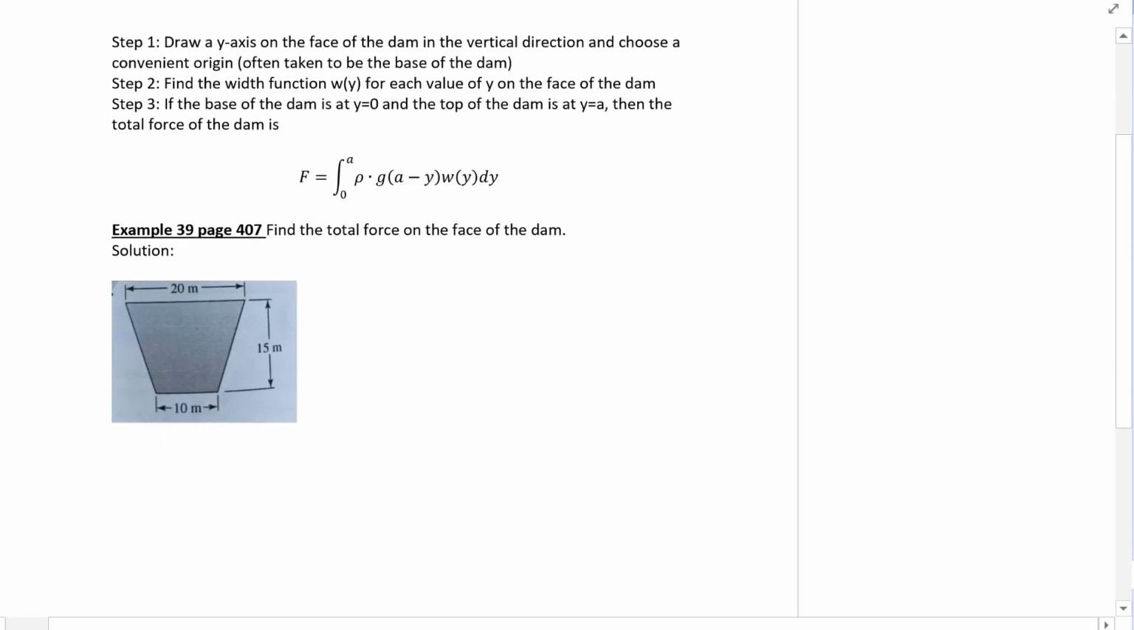So let's take a look at the problem. And we actually have some steps that we want to follow. For example, in order to solve problems like this one, find the total force on the face of the dam. So let's say this is the dam, and it looks like a trapezoid. The base is 10 meters, the height is 15 meters, the top base is 20 meters, and we want to find the force. So what do we do? Draw a y-axis on the face of the dam in the vertical direction and choose a convenient origin, often taken to be the base of the dam.